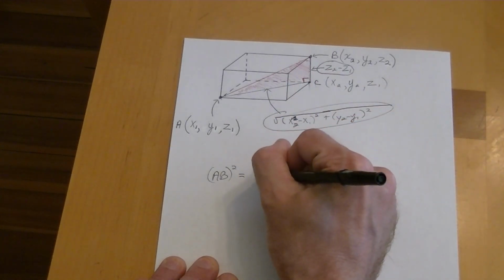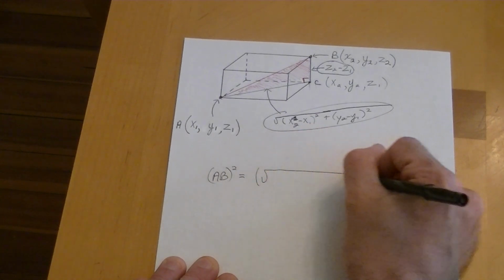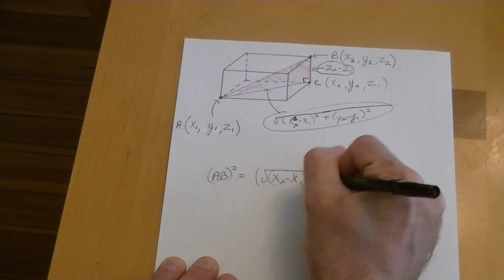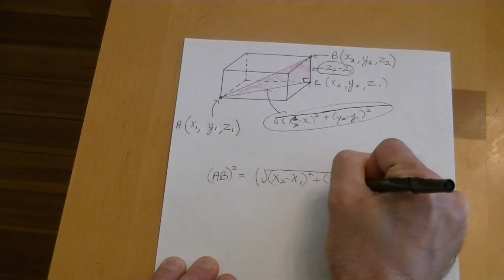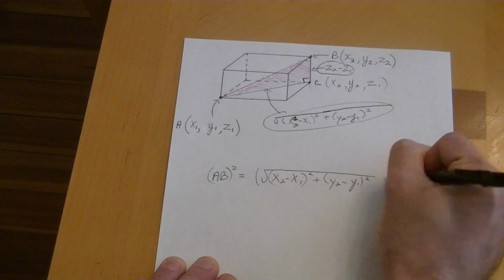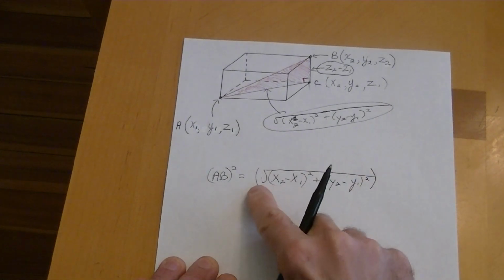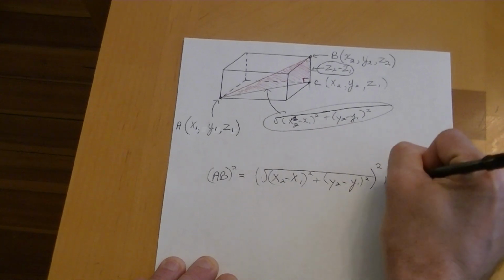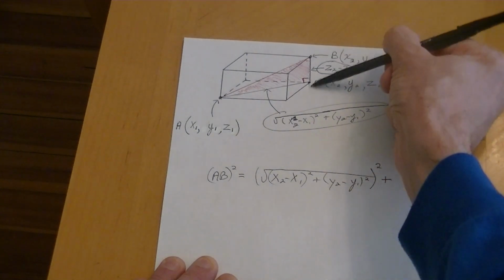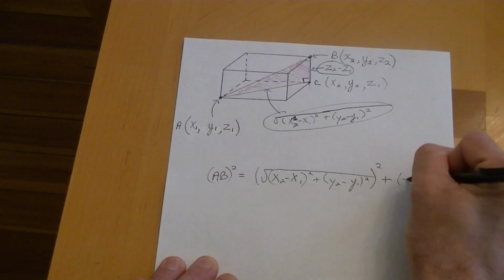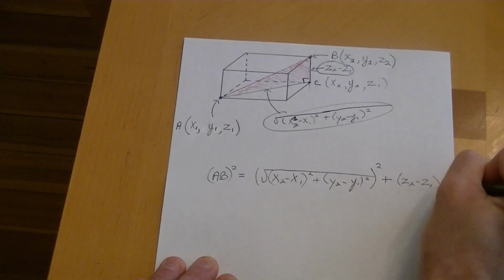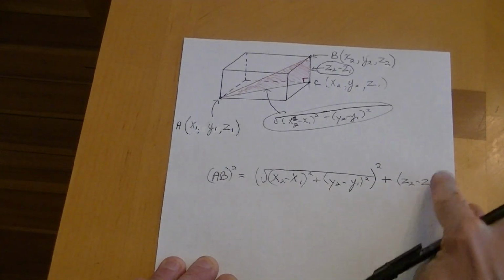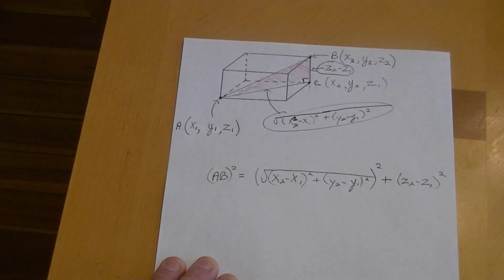That entire number, the square root of x2 minus x1 squared plus y2 minus y1 squared. So there's one of the legs of my red right triangle. So that's one leg squared plus the other leg, which is this one here, z2 minus z1 squared. So leg squared plus leg squared equals hypotenuse squared.